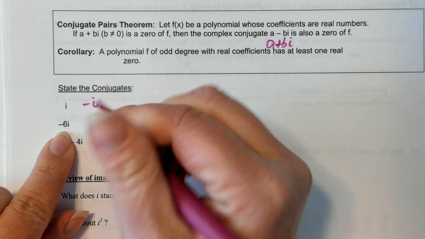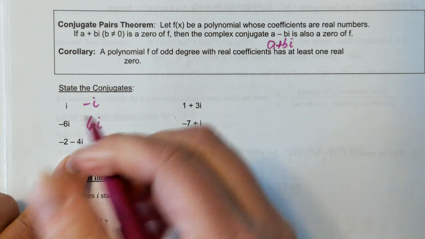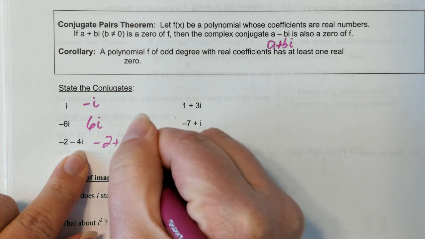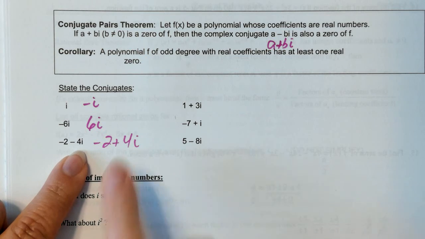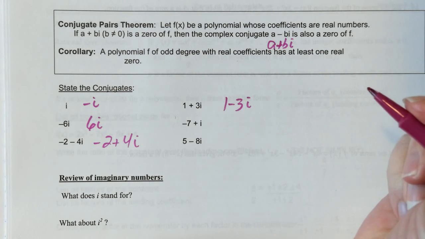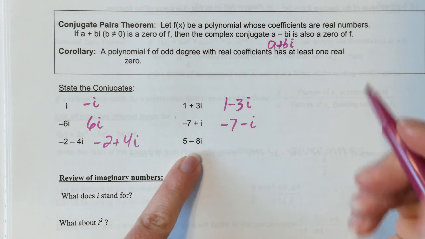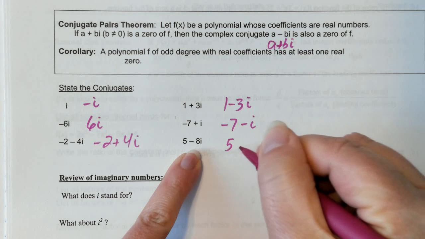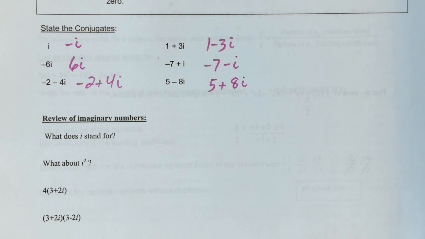If negative 6i is a zero, the other one will be positive 6i. If negative 2 minus 4i is a zero, the other one will be negative 2 plus 4i. Okay? The real number part will keep the sign. It's the imaginary part that changes signs. So if 1 plus 3i is a zero, 1 minus 3i is the other one. Negative 7 minus i is the other one that's paired with this. And 5 minus 8i, the other zero would be 5 plus 8i. The real number keeps the sign. The imaginary part changes. Those will be the two zeros because imaginary numbers come in pairs when we're finding our zeros. Okay? All right.